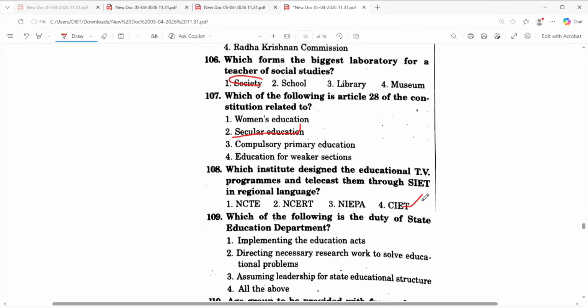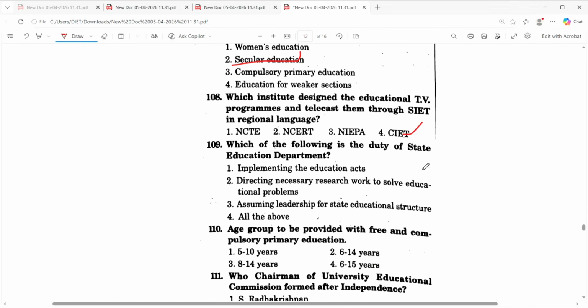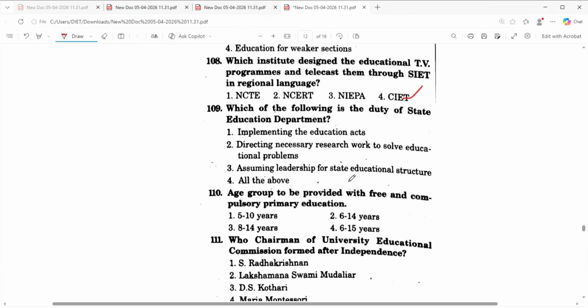Which of the following is the duty of State Education Department? Right, when you go for 109, the answer happens to be all the 4: Education Acts, necessary research work, and assuming leadership. Age group to be provided free, compulsory, and primary education. Right? So we all know that age group 6 to 14 years.